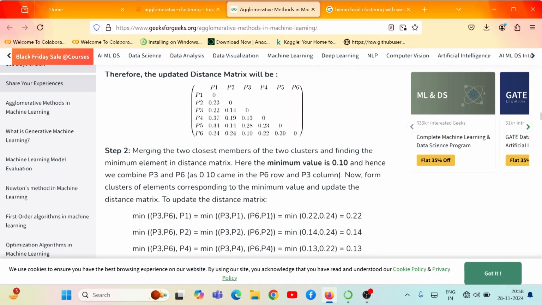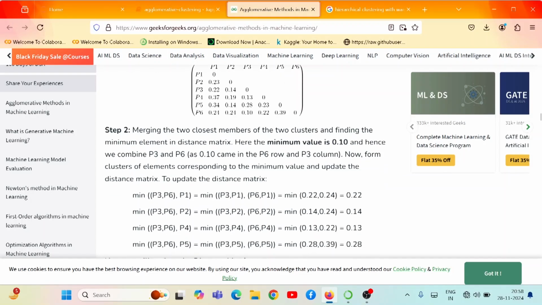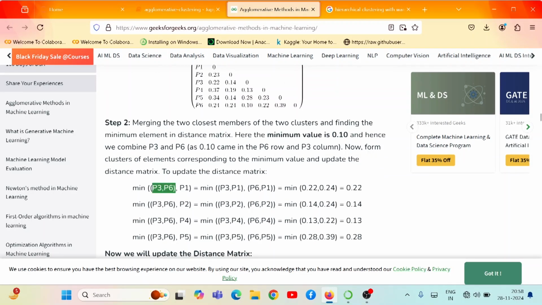After forming this cluster, the second step is again to calculate the distance from that cluster to the remaining data points. We have formed one cluster by combining P3 and P6. Now we have to find the distance from this cluster to the other remaining points like P1, P2, P4 and P5. The linkages differ from each other based on how we measure this distance. For example, we have to find the distance from P3, P6 to P1. So this distance we can measure like this.